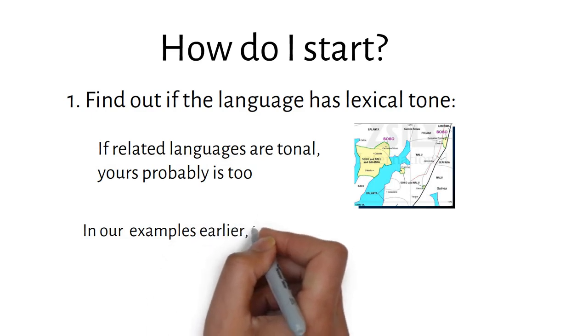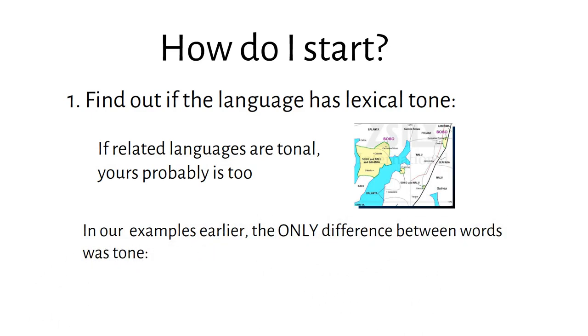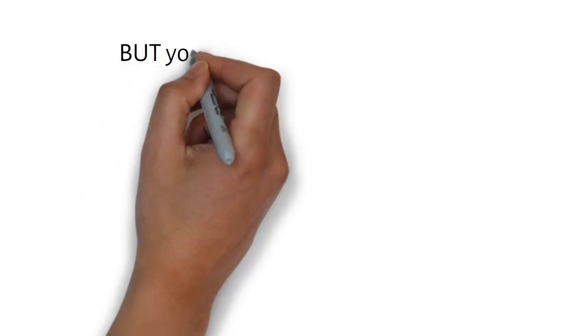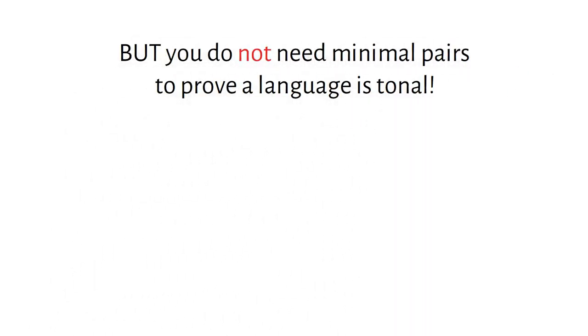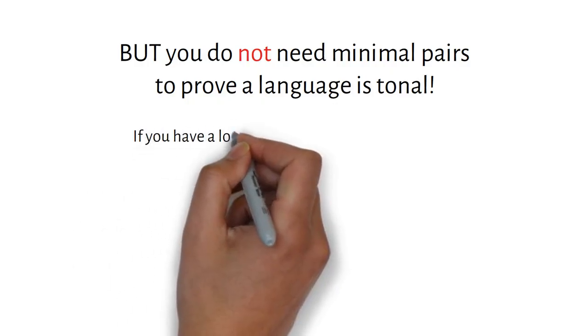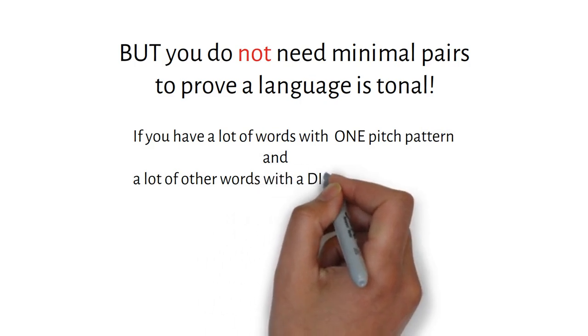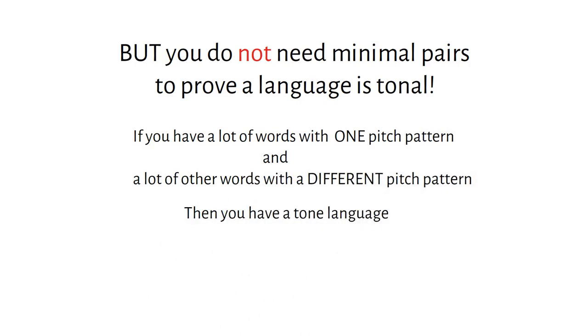In our examples earlier, the only difference between words was tone. Oni, oni. These are what we call minimal pairs of tone. That is, tone is the only difference between two different words. But you do not need minimal pairs to prove a language is tonal. If you have a lot of words which have one pitch pattern and a lot of other words which have a different pitch pattern, then you have a tone language.